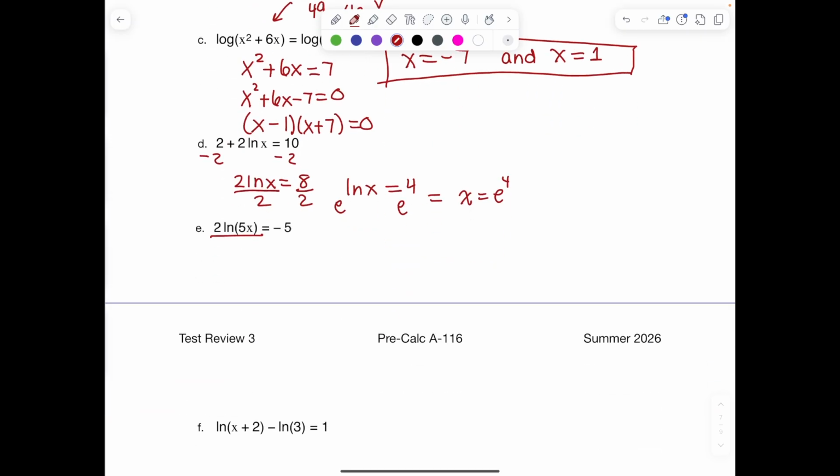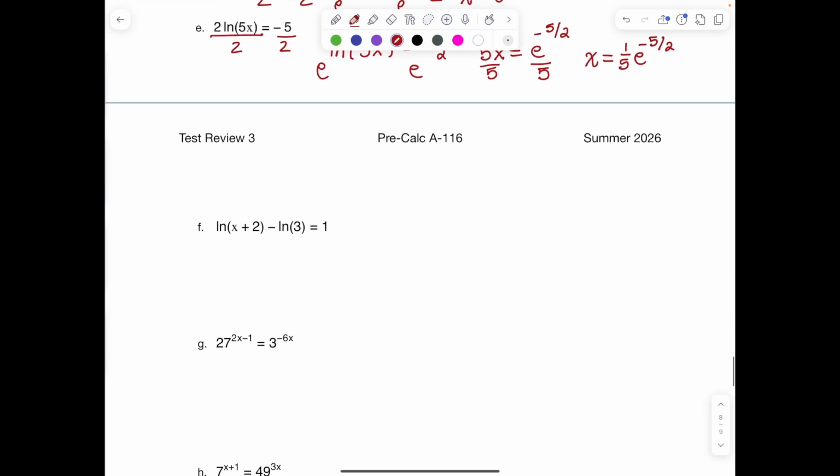Okay, same thing with this one. Let's divide by 2, divide by 2. We get ln of 5x equals negative 5 over 2. Take the exponential of both sides. I get 5x equals e to the negative 5 over 2. Divide by 5, divide by 5. x is going to equal 1/5 e to the negative 5 over 2. That is going to be my answer. And of course, you'd want to check that to make sure that is the correct answer that you get back. You can never plug negatives into your variable here, like into here. But remember, negative exponents indicate small decimals.